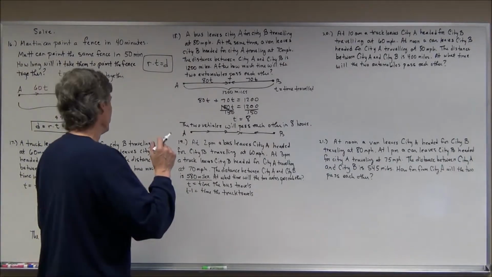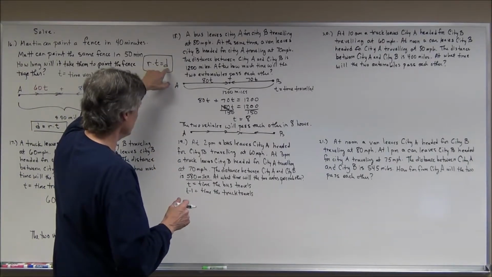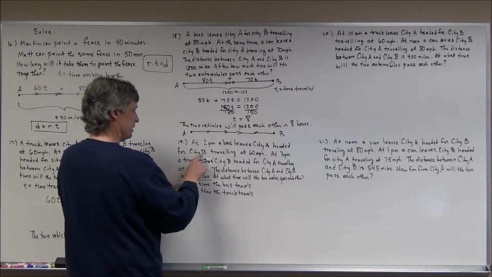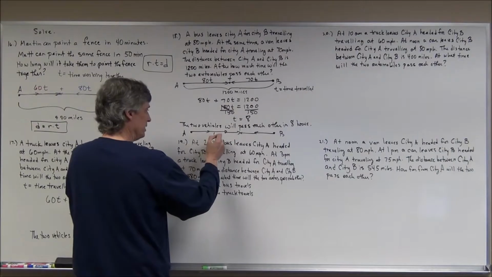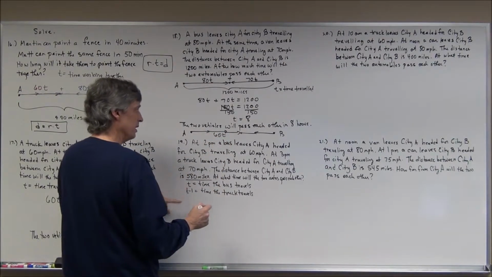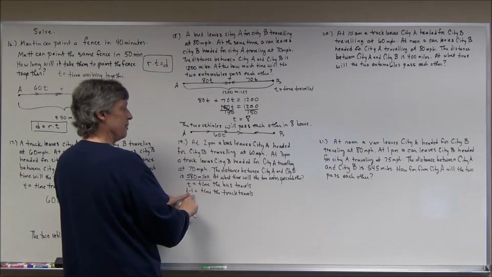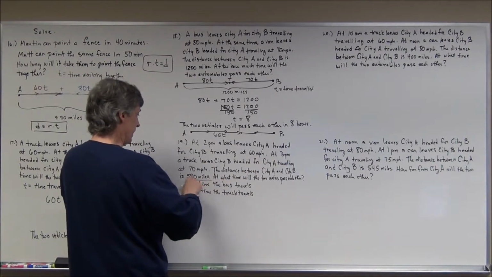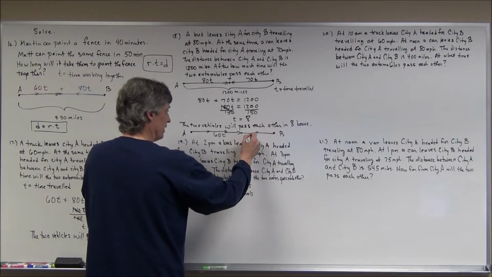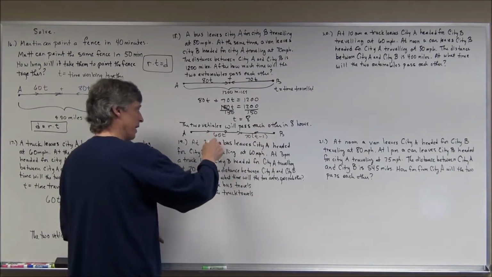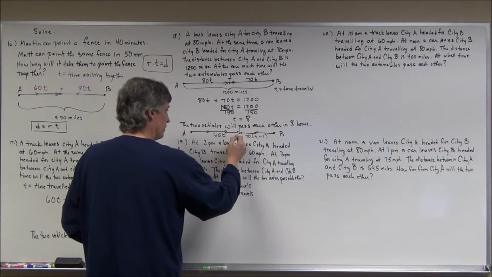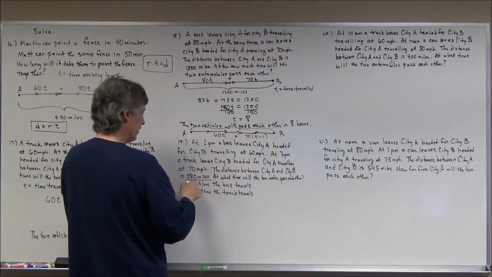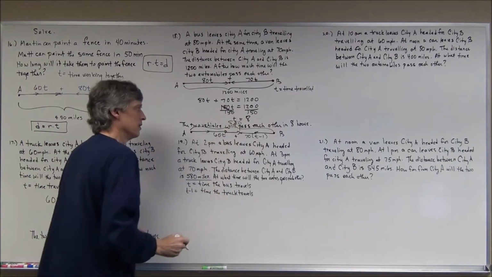Now remember, rate times time is distance. So for the first vehicle, it traveled for T hours at 60 miles an hour. This would be 60T. The second vehicle travels for T minus 1, an hour later, T minus 1 hours at 70 miles an hour. So this would be 70 times T minus 1. Rate times time, rate times time. And if I add those together, I get the distance apart, which is 580 miles apart.